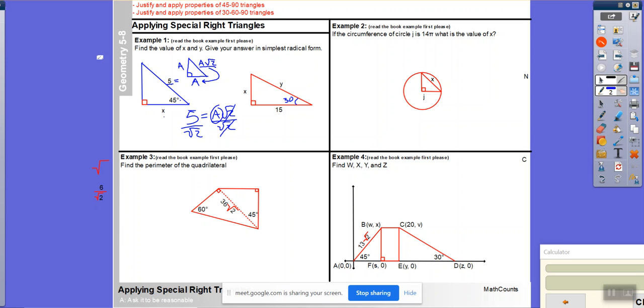That is not legal. So what do we need to do to rationalize the denominator? Multiply by the square root of 2. Right, okay. Multiply 5 over the square root of 2 by the square root of 2. All right, so we get 5 root 2 over 2.